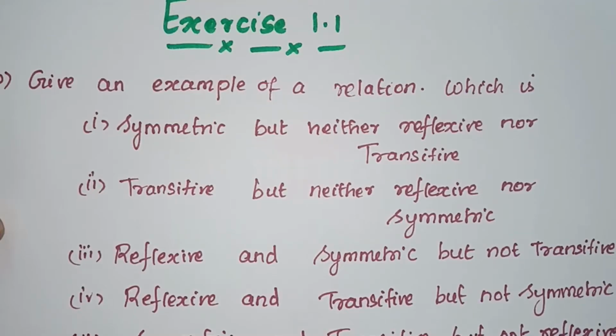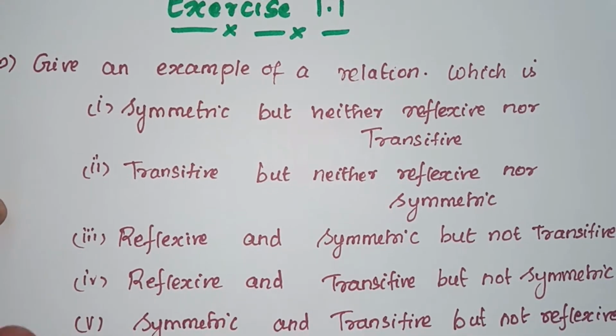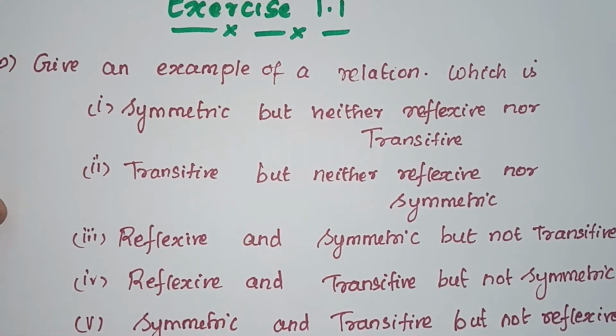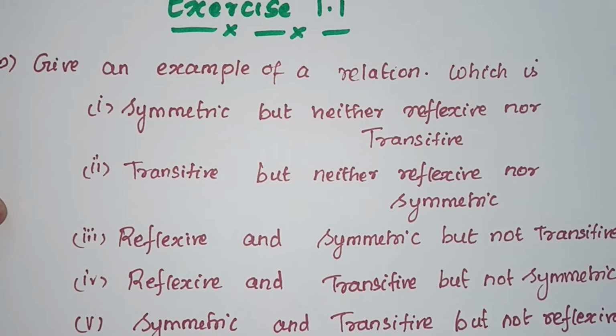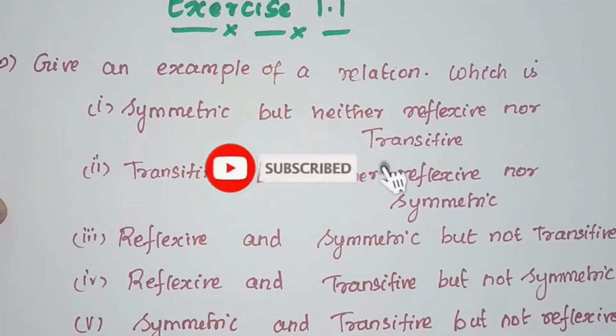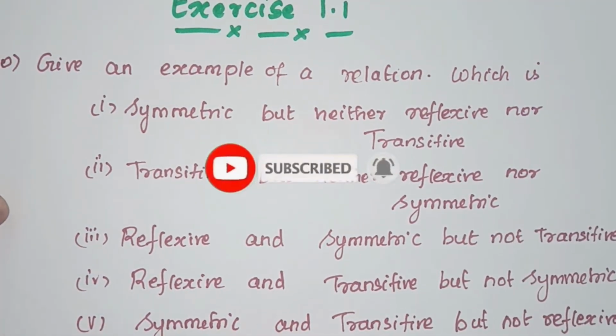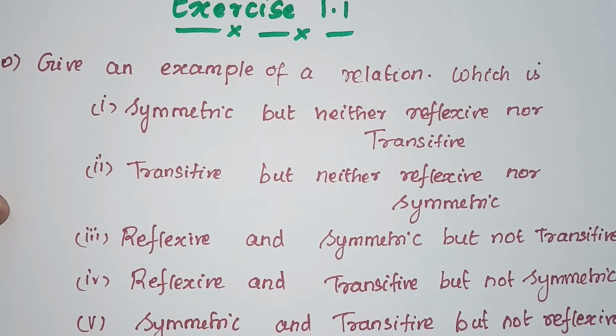In previous classes, we solved up to 9 problems in exercise 1.1. So in this video, we will start from the 10th problem. In the 10th problem, there are 5 parts. In this problem, the relation is not given, so you need to write an example of a relation which satisfies the following 5 parts. You need to write it on your own.